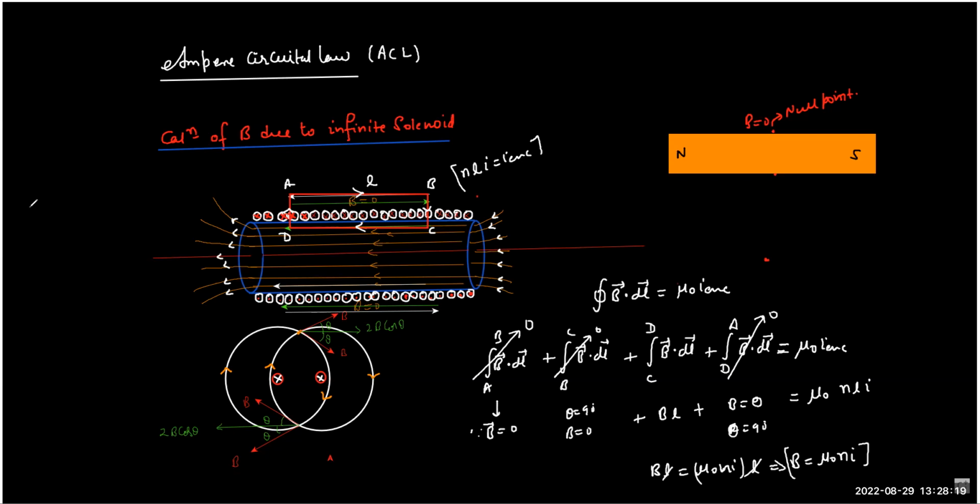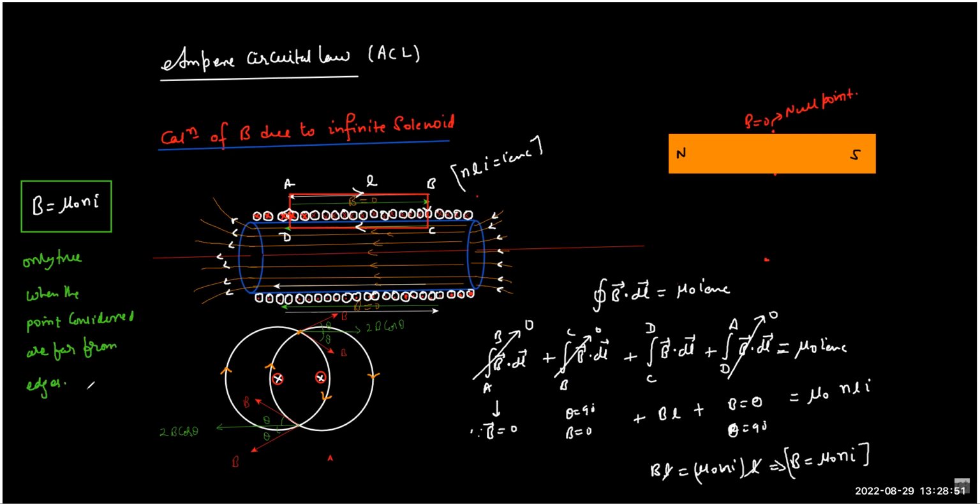So the final answer is B equals mu naught NI, and of course, this is only true for the infinite solenoid. It means it is only true when the points considered are far from the edges.